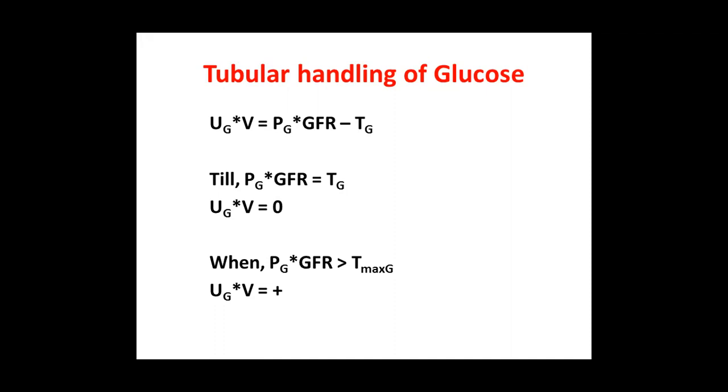Now, when PG times GFR is more than Tmax G, where Tmax G means the maximum possible transport rate when it achieves the plateau, and that plateau level is known as the transport maximum of glucose, that means the filtered load of glucose is more than the maximum transport ability of the tubule. Then UGV will become positive, and some amount of glucose will appear in the urine. That situation is known as glycosuria.